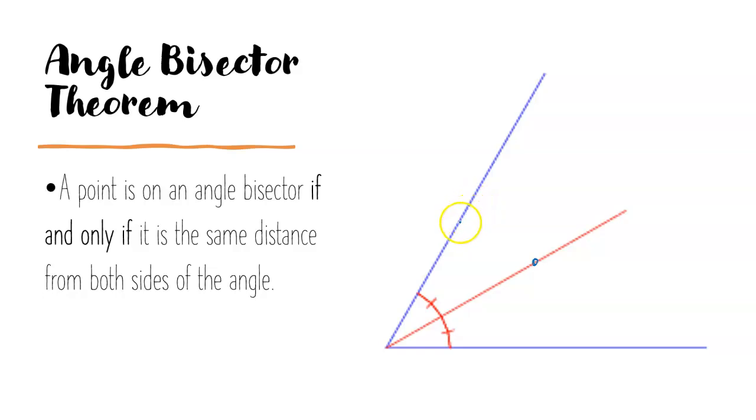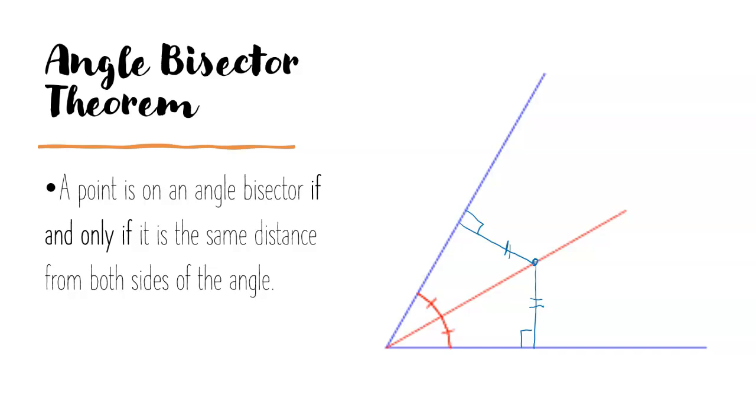to the side, and then I measure the distance from that point to the other side, then I know that these two line segments will be the same length. I also know that if those two line segments are the same length, if that distance is the same, then I know I'm on the angle bisector. So this is again a theorem that goes both ways. You can use either part because it's an if and only if.